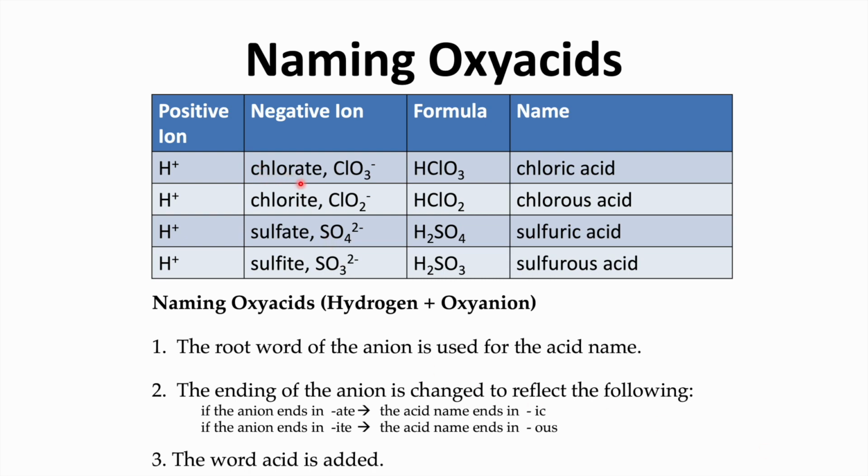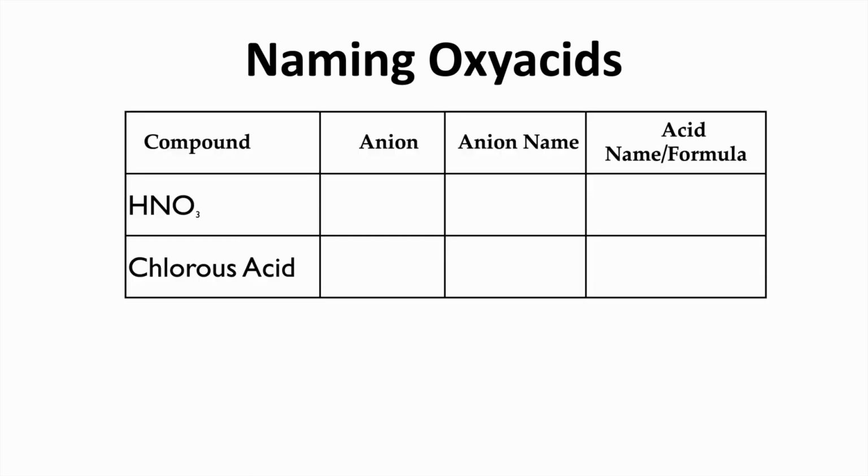So for example, if you have chlorate as your negative ion, it becomes chloric acid. But if you have chlorite as the negative ion, it becomes chlorous acid. Just like if we have hydrogen combining with sulfate, that becomes sulfuric acid. But if we have hydrogen combining with sulfite, that becomes sulfurous acid. So pause the video for a second and see if you can figure out the anion name and acid name or formula for these two examples.